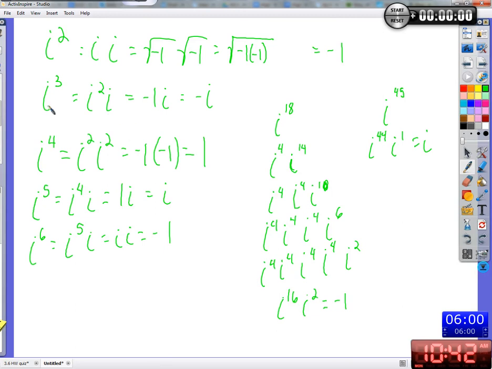I have a question. Do we just need to know those? Just know them, like memory. It'd be nice if you could justify it in your mind: what's i to the fourth? Just say i squared times i squared, negative 1 times negative 1. If you memorize it though, you'll be fine too. I was trying to show you that i to any other power can be boiled down to i to the fourth times leftovers.